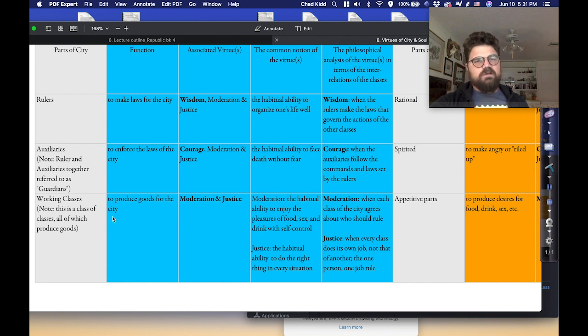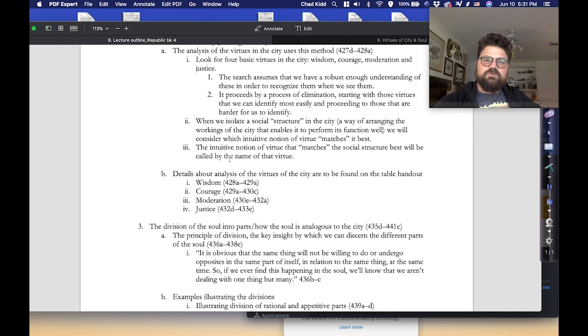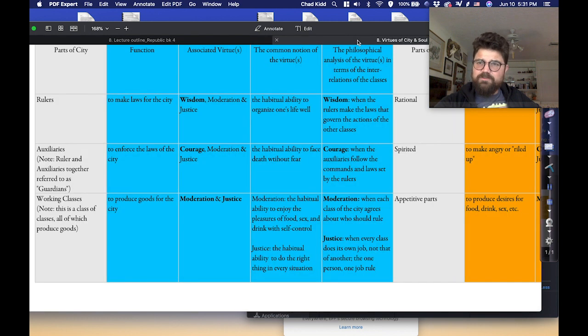So moderation, he analyzes the common sense notion of moderation. He doesn't quite come out and say exactly this, but this is the basic gist, right? Oh, I should point out the passages where he talks about this. Moderation comes up at 430e through 432a. I'll go ahead and read that.